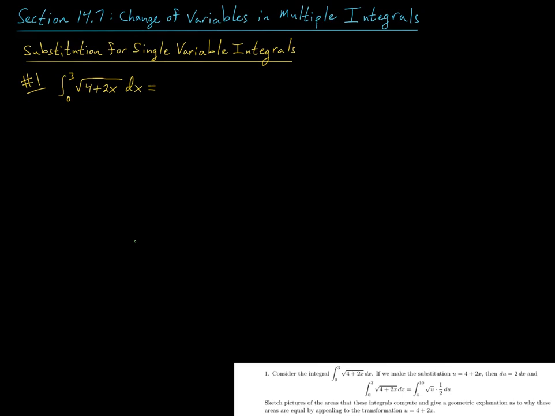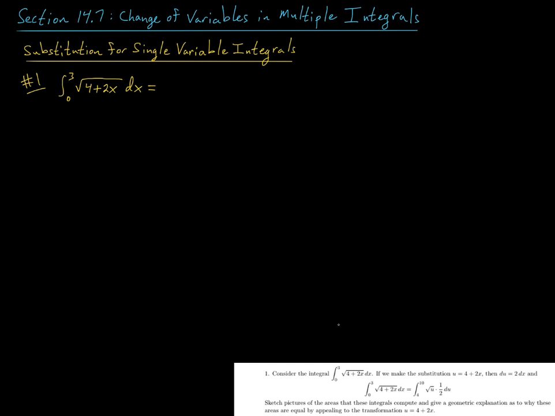Hello and welcome to section 14.7 on change of variables in multiple integrals. This is the multivariable analog of substitution for single variable integrals that you see in Calc 2. To remind you of a few things related to substitution, as well as to highlight some of the underlying geometry behind substitution, that's going to really help us when tackling multiple integrals, we're going to look at this first question on the worksheet.